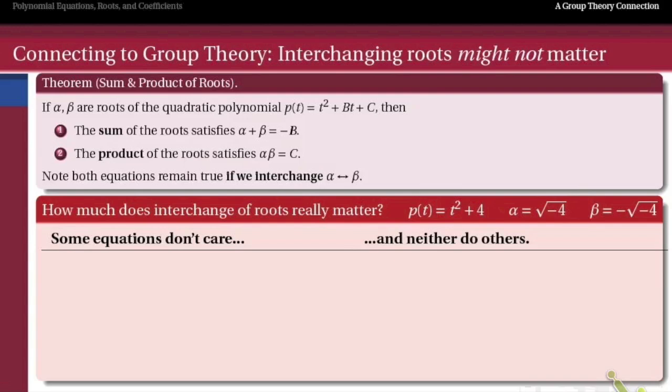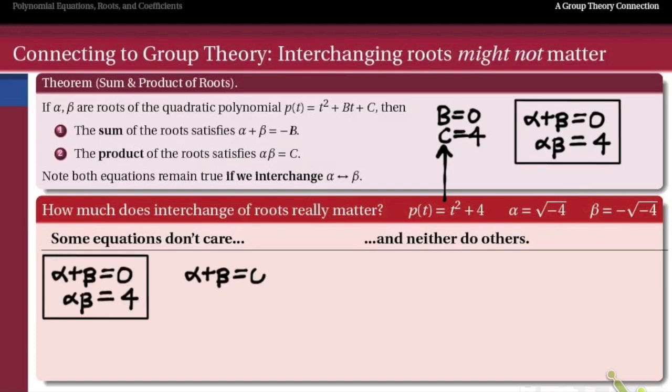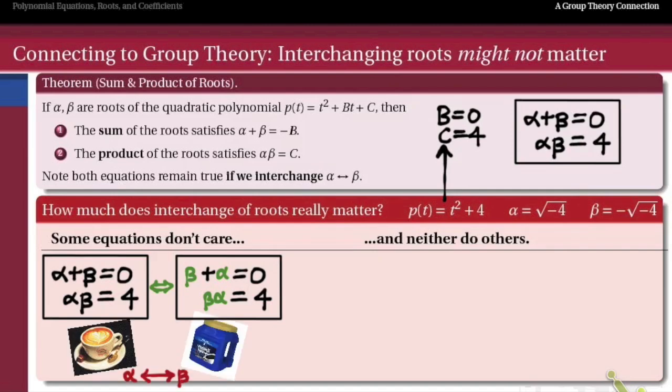Well, here's another polynomial, p of t equals t squared plus 4. Its roots, as we can quickly show, are alpha equals square root of negative 4, and beta is minus the square root of negative 4. So looking at the sum and product of the roots theorem, that means that the sum of these roots has to be 0, because that's the coefficient of the t term, and the product has to be equal to 4. And these two equations, of course, are satisfied in whichever order we put alpha and beta, right? Trading alpha and beta will always give us an equivalent set of equations for the sum and the product of the roots theorem.